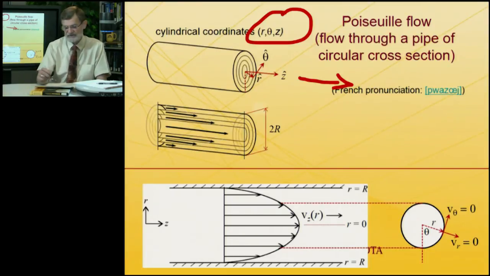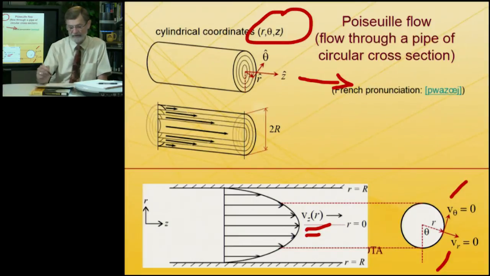Okay, and so the velocity in principle could have a z component for flow down the tube, and it could have components in the theta and the r direction, but we're only going to worry about flow down the tube. We're not going to worry about the components theta and r.